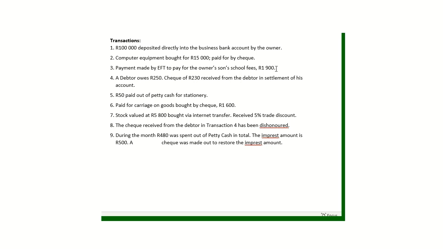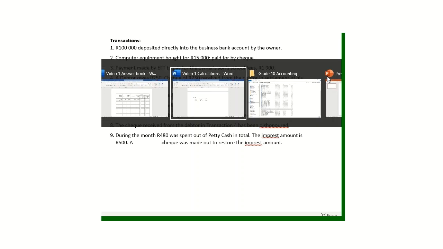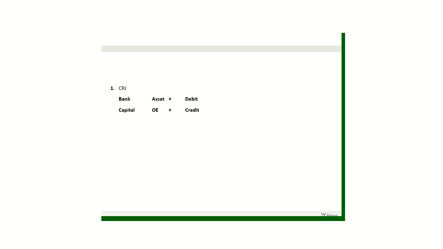Computer equipment bought for 15,000 and paid by check. Pay by check tells me it is a CPJ. So the second one is a CPJ, which means, again, bank is always one of the accounts in the CRJ and CPJ. And bank is an asset. We paid money out of our bank, so we'll have less money. Make a bank asset less on the credit side.